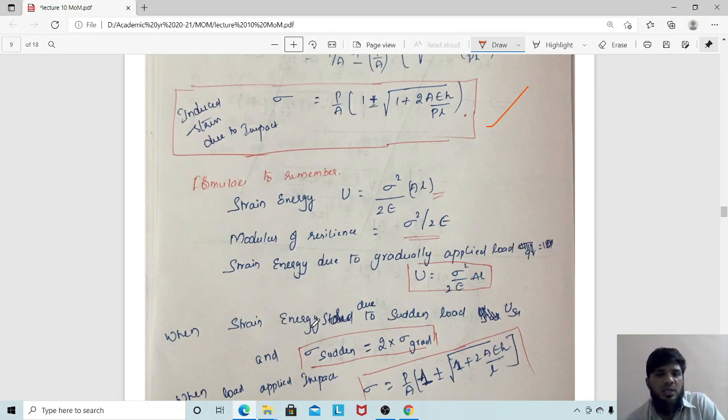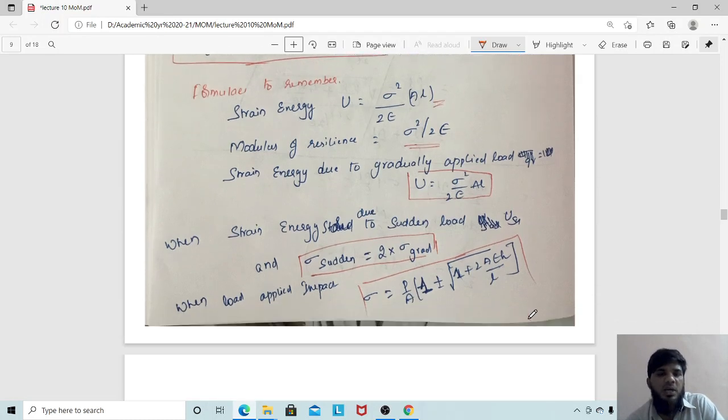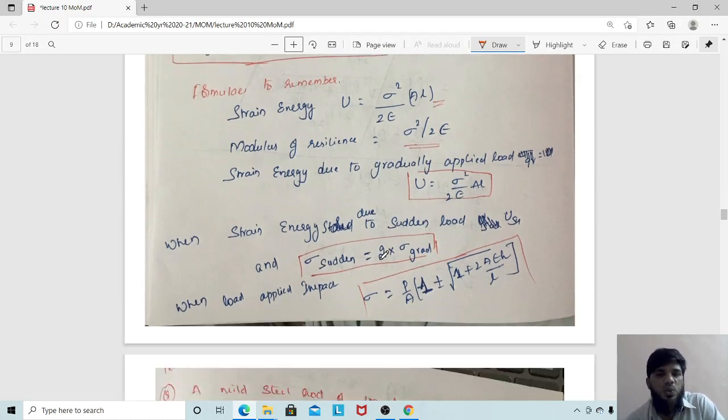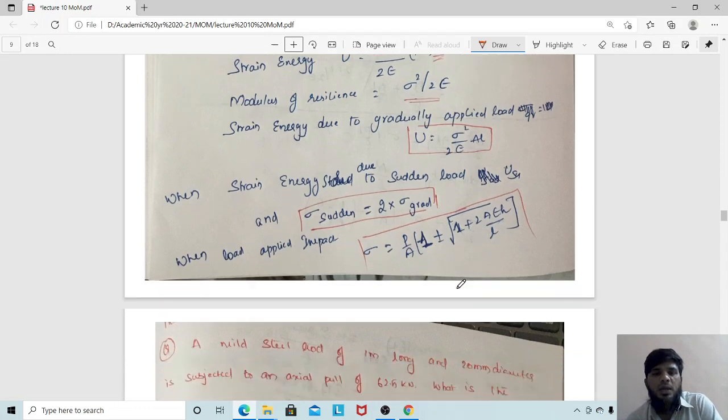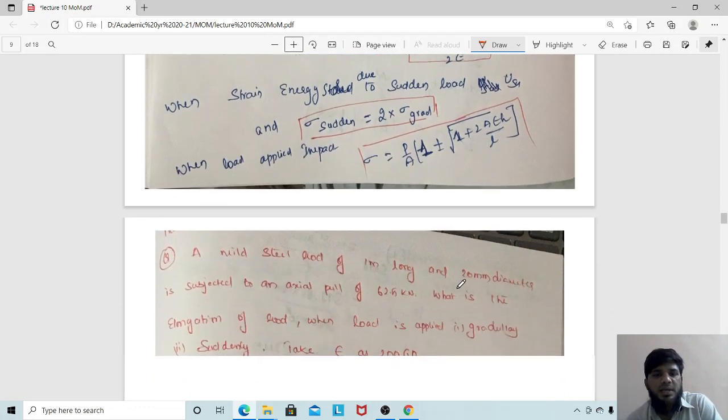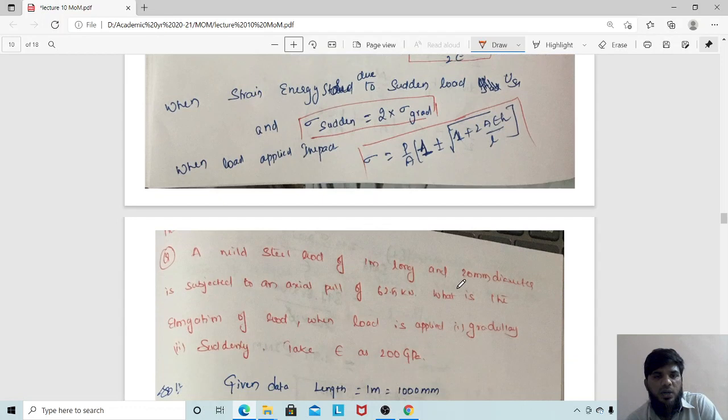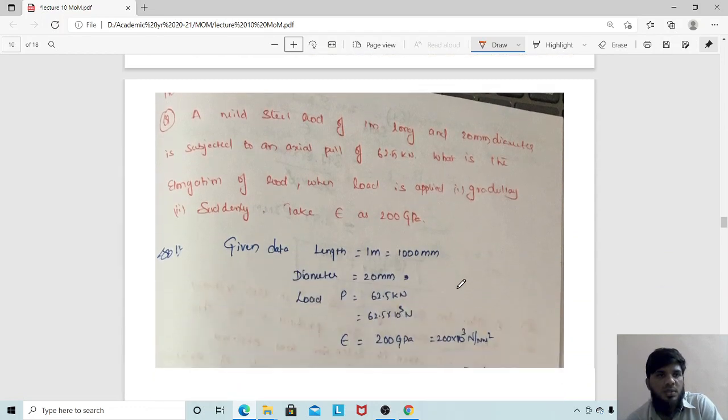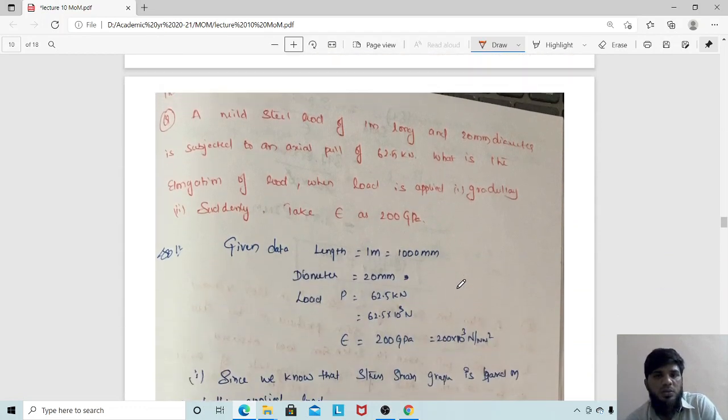Strain energy stored in an object when sudden load is applied is nothing but sigma sudden should be equal to 2 into sigma gradual. So when the load is applied by impact, sigma should be equal to P by A of 1 plus or minus under root of 1 plus 2EAH by PL. Clear? So with this we have completed the derivations. So we will try to solve one or two problems in this. Then we can close our session.